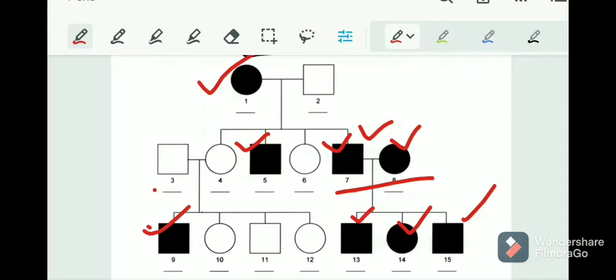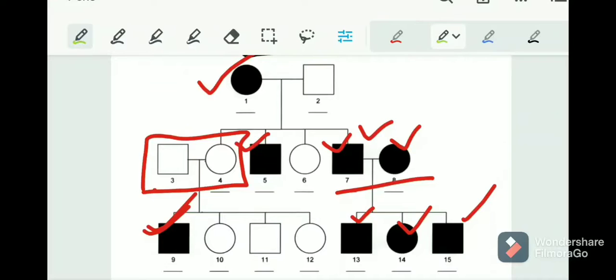This male child has no parents affected. So see, here males are more affected. So this is sex predominant. So this is X-linked disorder. Okay. As one sex is more preferably affected, so this is X-linked disorder. Now let's see whether it is recessive or dominant.